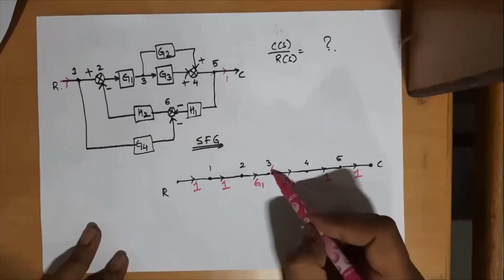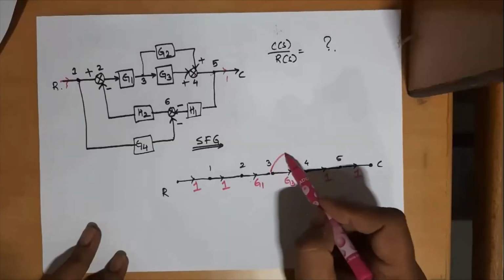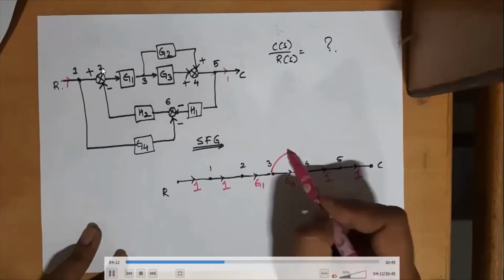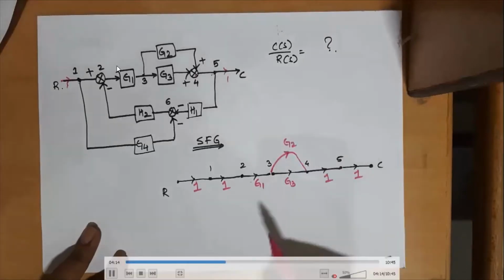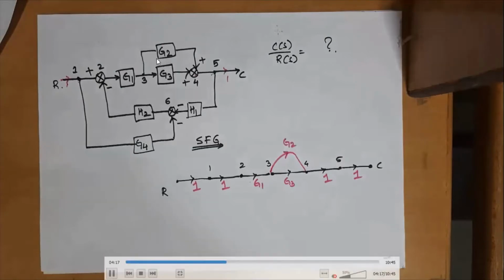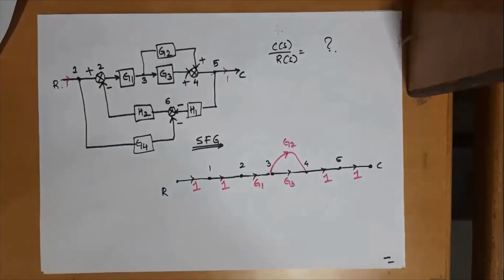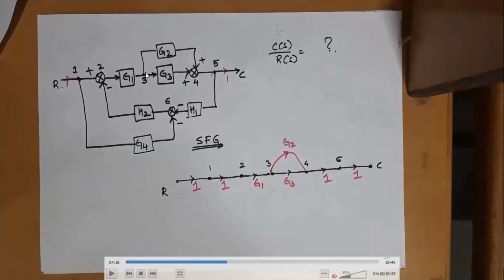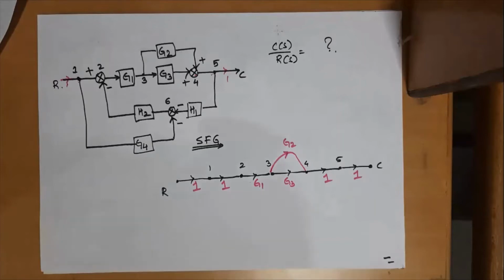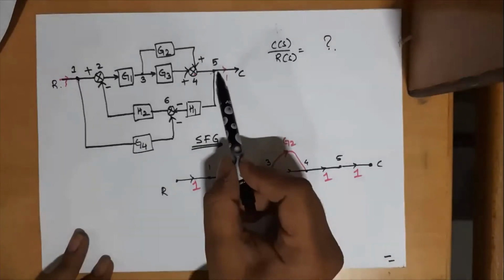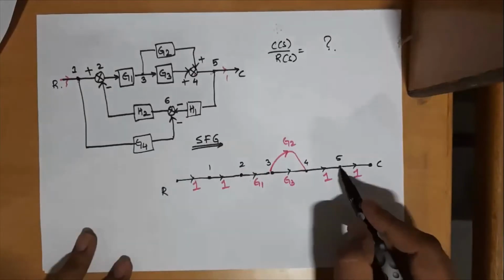We are marked 1, 1, G1, G3, G1. Then from 3 to 5, from 3 to 4, there is another block which is parallel to G3. Please observe the direction of flow of signal. It is towards the output. So from 3 to 4, there is a G2, which is parallel to G3. Be very careful about the direction of flow of signal in the block diagram.